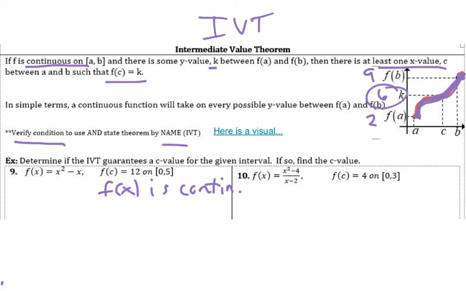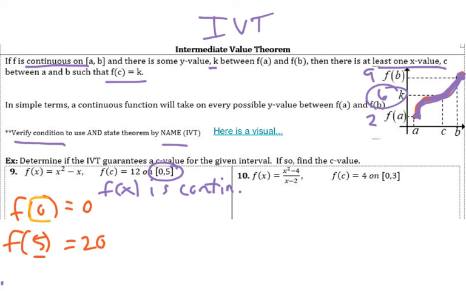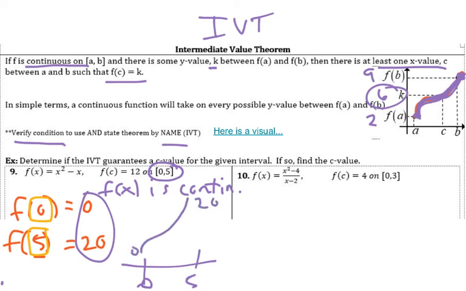So now I need to know what is happening at the ends of this interval. So what I'm going to do is figure out what's happening at the beginning and what's happening at the end. So f of 0, if I substitute 0 in, I get 0. f of 5, if I substitute 5 in, I get 20. So what this means is, since f is continuous, between 0 and 5, I am hitting all of the numbers between 0 and 20. So between my x values of 0 and 5, I'm hitting all of the y values from 0 to 20.